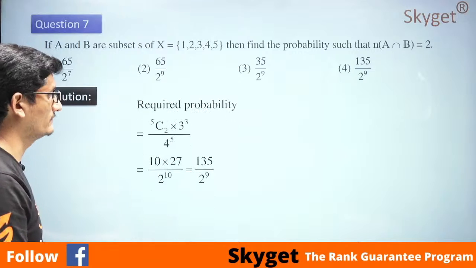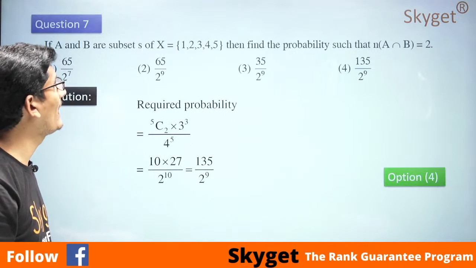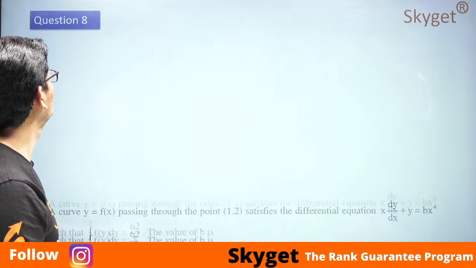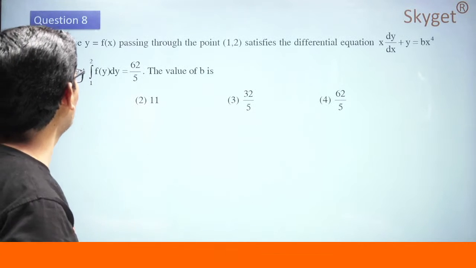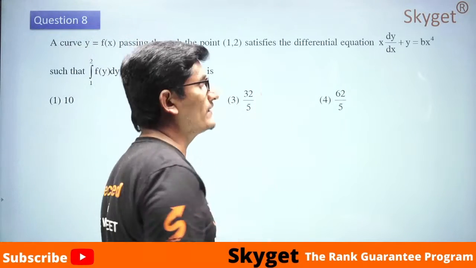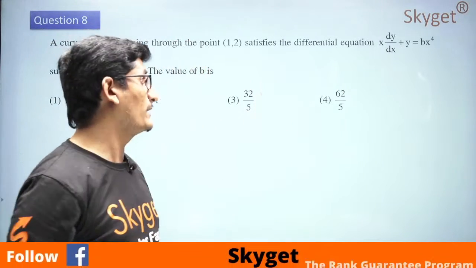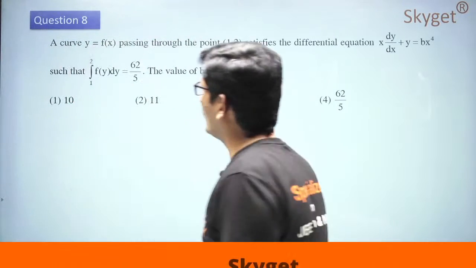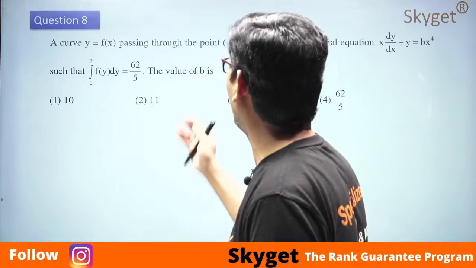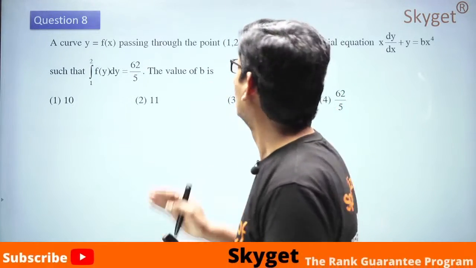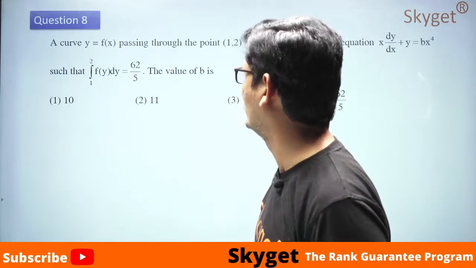See the next one. A curve y equal to f of x passing through the point (1, 2) satisfies the differential equation x dy/dx plus y equals b x to the power 4, such that the integration from 1 to 2 of f of x dx is equal to 62 by 5. The value of b is? This is your differential equation question, students. So it is a differential equation problem.